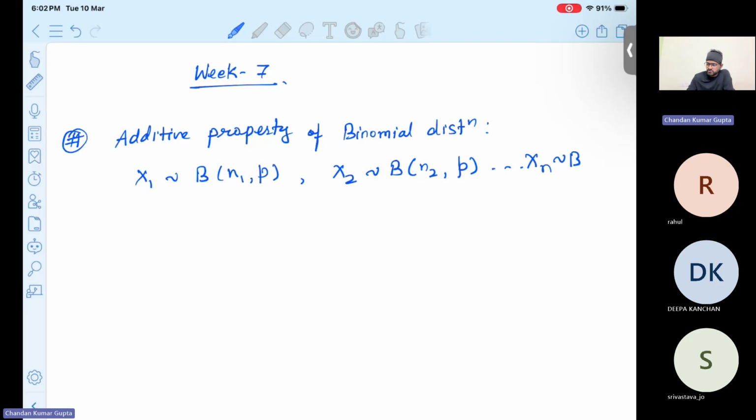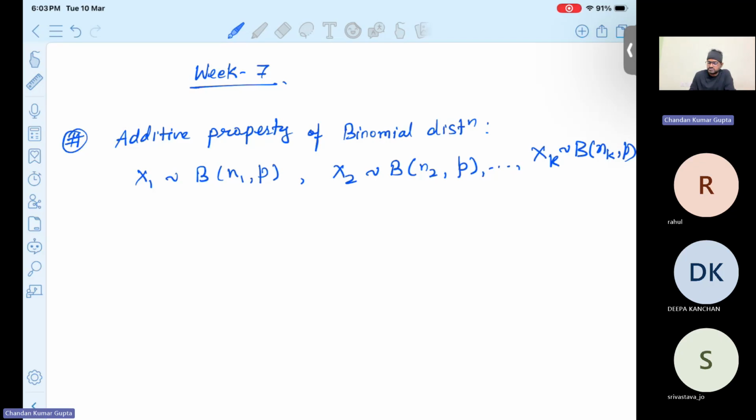Xk follows binomial(nk, p). So here you can see one parameter is common actually, the p, the probability of success, is common, and the number of trials is different for different variables.